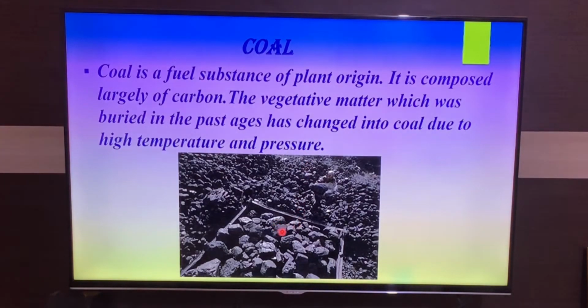Coal. This is a picture of coal, children. The vegetative matter was buried for a long period of time, and that vegetative matter was converted into coal due to high temperature and pressure.